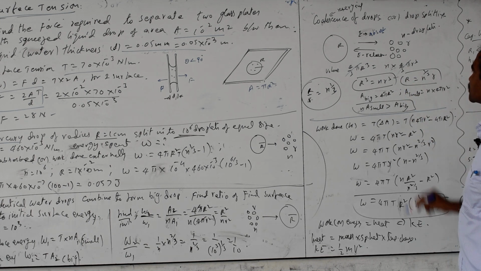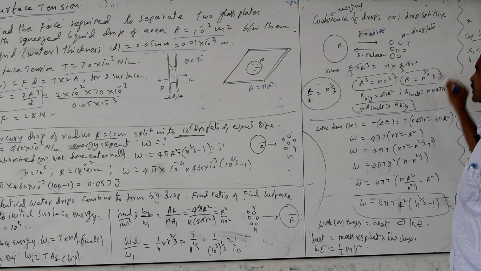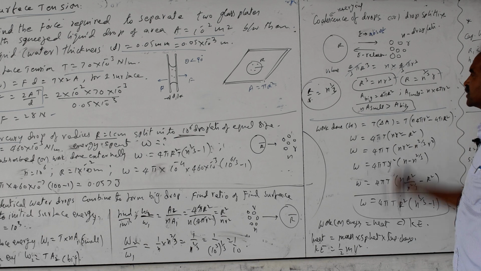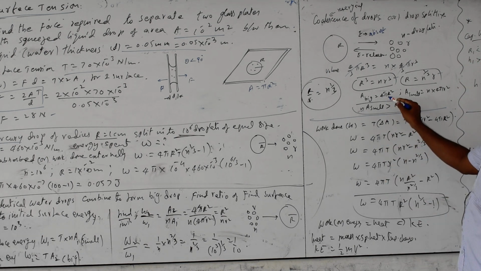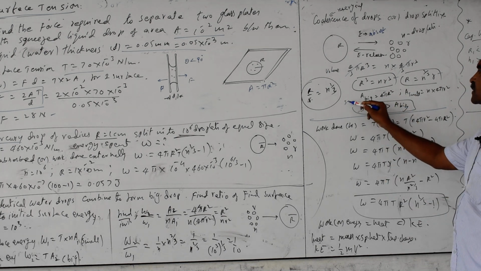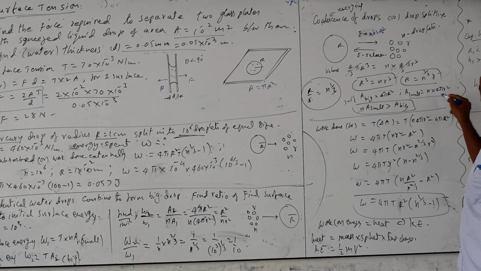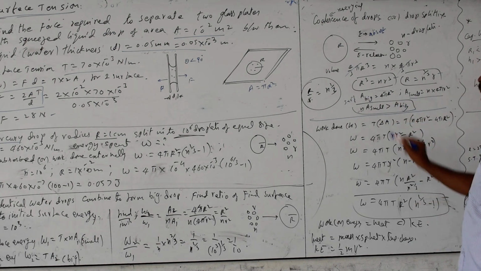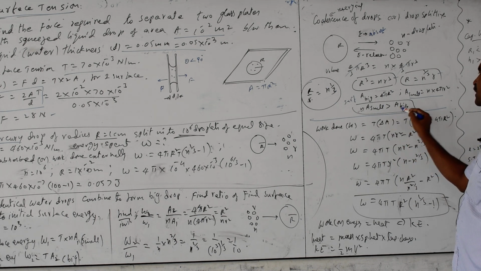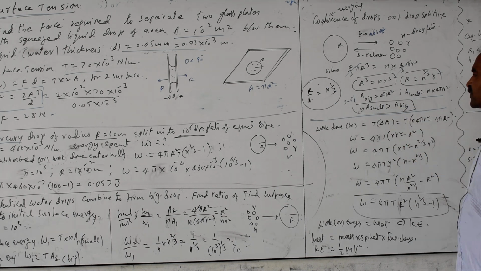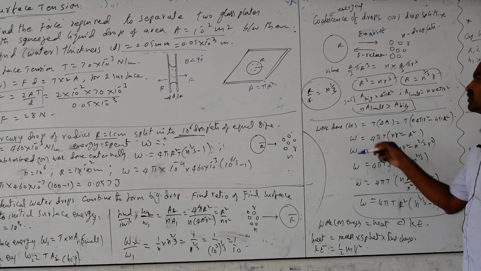You have to remember this relationship: R equals n to the power 1 by 3 times r. If you know one, you can easily find the other. The surface area of the bigger sphere is 4 pi R square. For n small droplets it is n into 4 pi r square. The area of the small droplets is bigger than that of the big drop. More surface area means more surface energy, which is also the potential energy of the molecules on the surface.